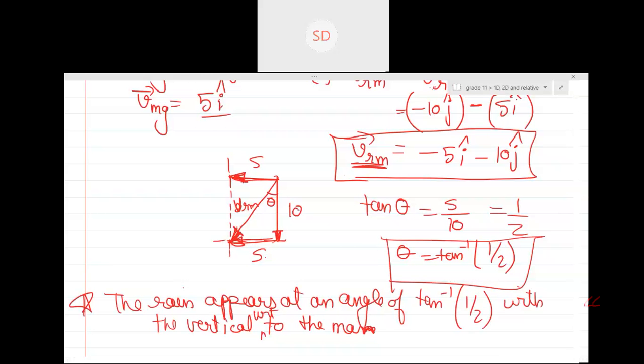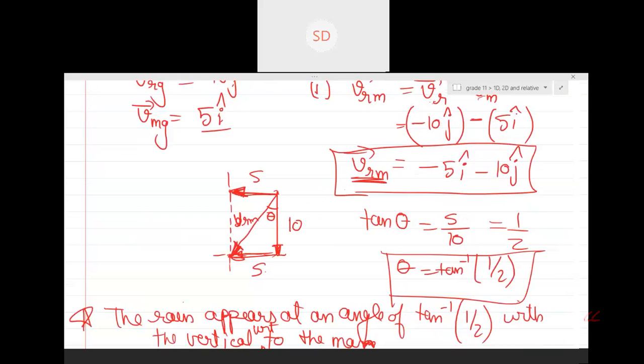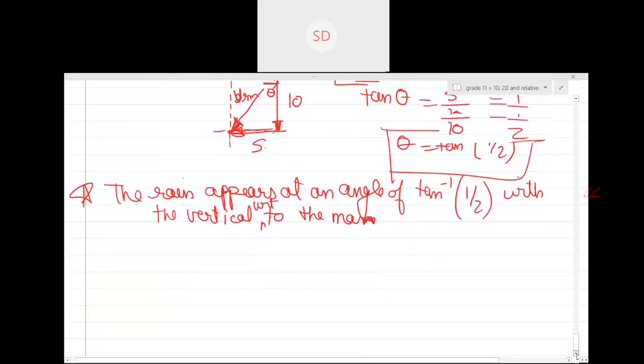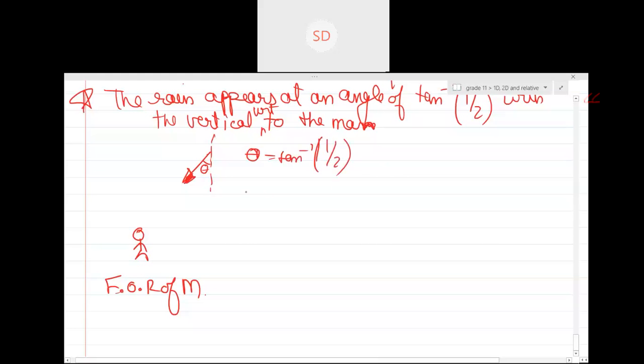Okay, what should be the direction of the umbrella with which he should hold? Tell me one thing. Angle. That's some angle, that is what I'm asking. Let's say this is the man and I'm talking in the frame of reference of man only. In the frame of reference of man, the rain was falling at an angle of theta, which is tan inverse of 1 by 2, right? With the vertical, right? The rain was falling like this with respect to man. So suppose he has an umbrella and holds the umbrella like this, and rain is falling like this, will he get wet?